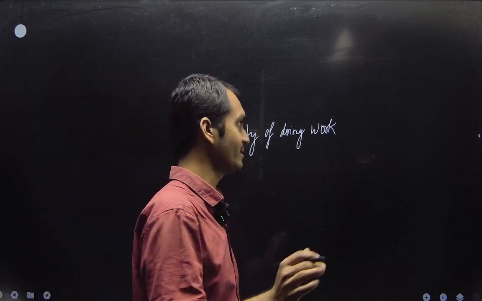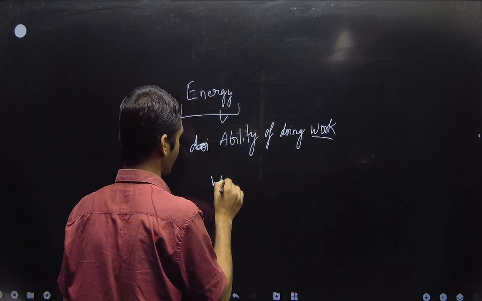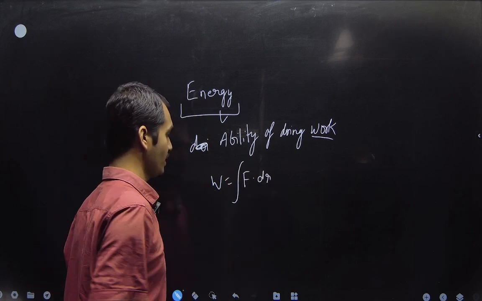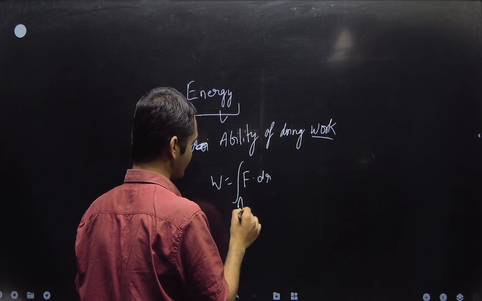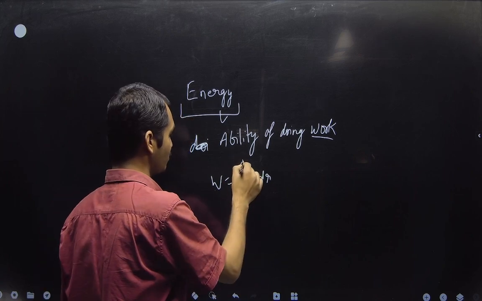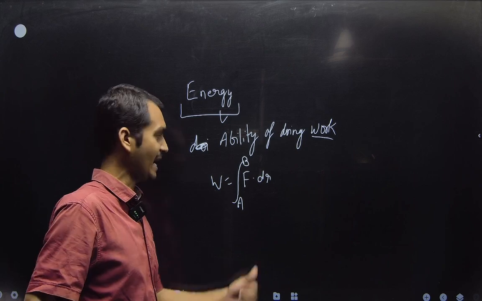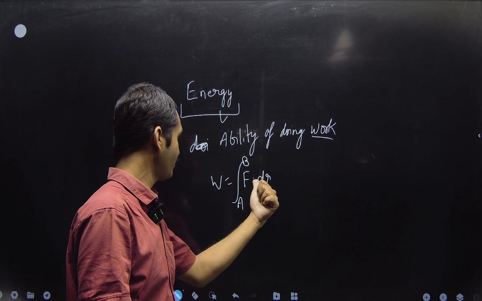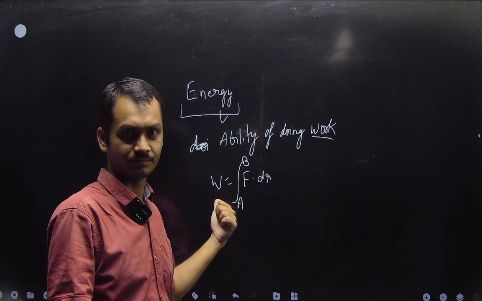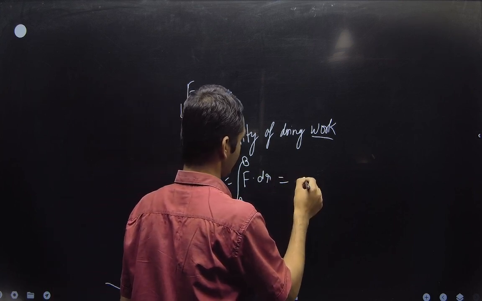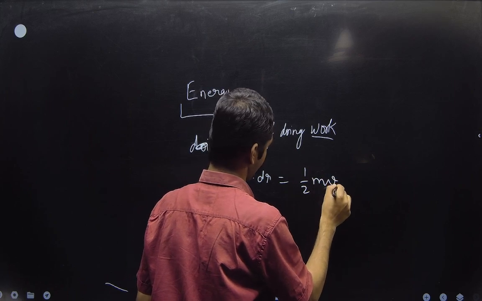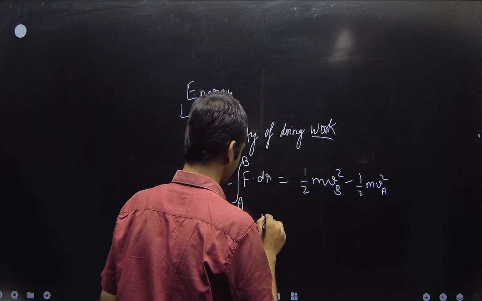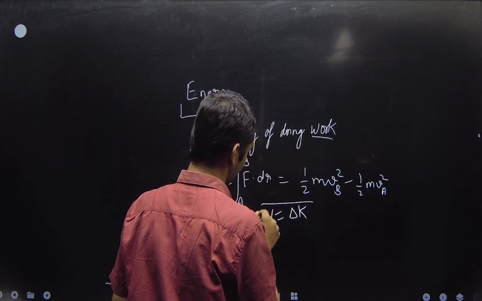In a previous class we understood about work. Generally we apply dW = F ds. If an object is at place A and it goes to B by applying force F, then the integral of F dot dr gives the work done. That is equal to 1/2 m Vb square minus 1/2 m Va square, and that is work done equal to change in kinetic energy.